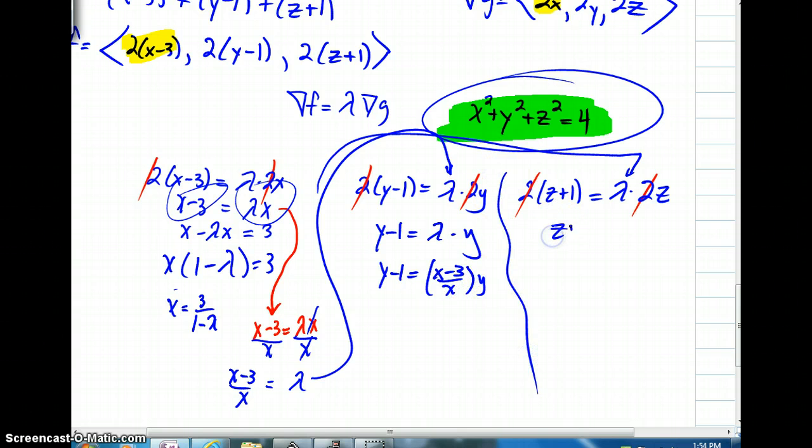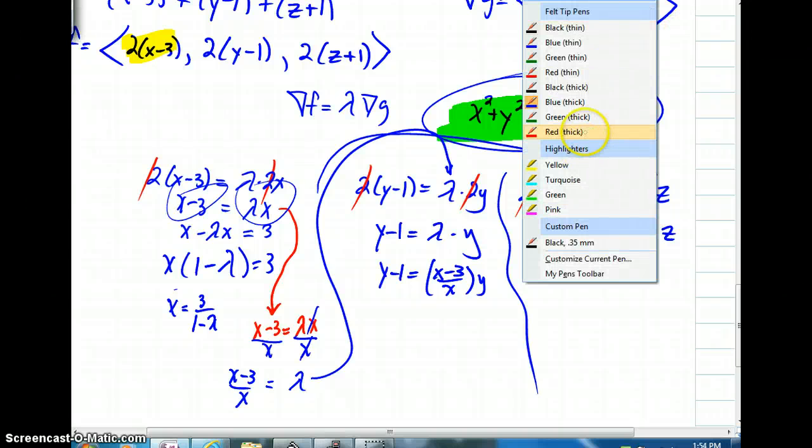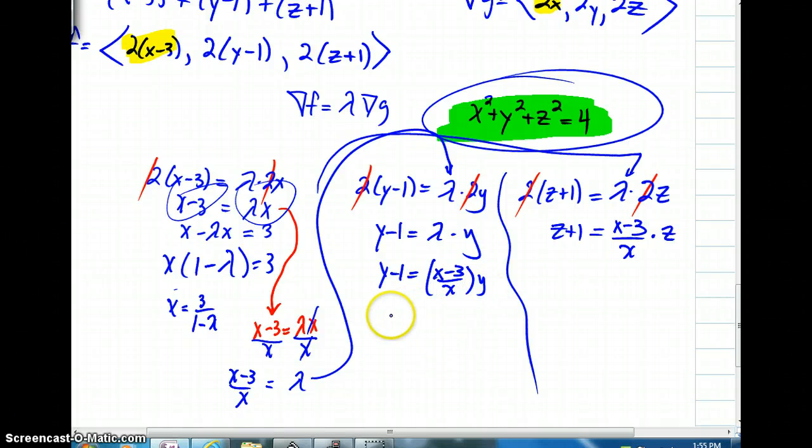Similarly, over here, we could say z plus 1 would equal, well, here's my lambda. I'm going to type in x minus 3 all over x times z. And this is all well and good. But what I'd really like to point out to you is that right now, for both of these new equations, I'm going to multiply the left side and the right side by that common denominator of x. And the reason why I'm doing it is to eliminate it.